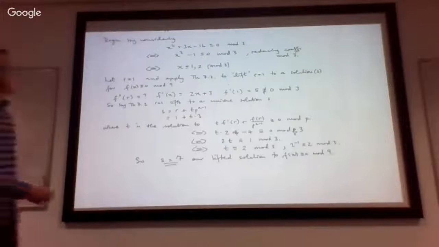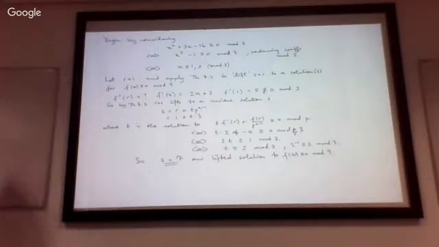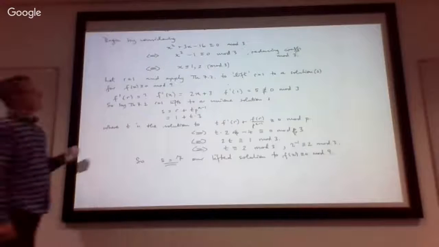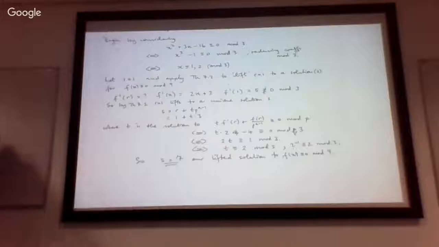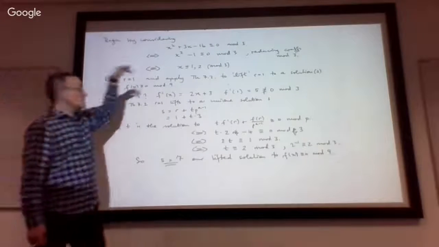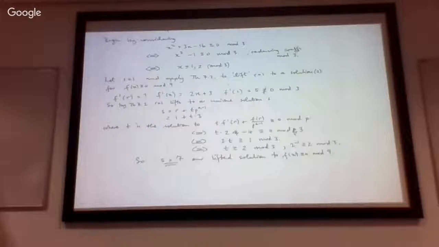If you want, you can test it. 7 squared, 49, plus 3 times 7, 21, gives us 70. 70 minus 16 is 54. And is 54 congruent to 0 modulo 9? Yes, it is. It's 9 times 6. So we haven't made any errors, I don't think.